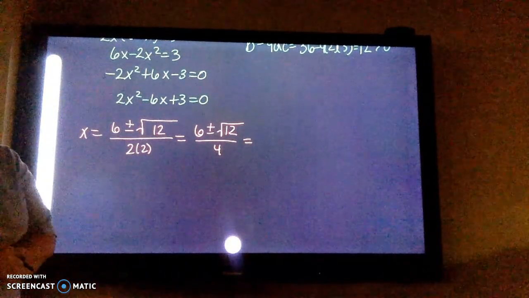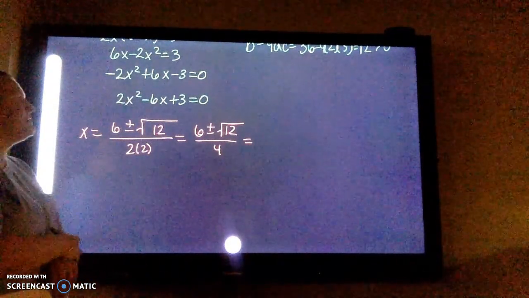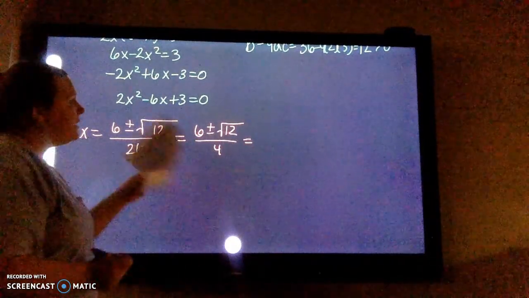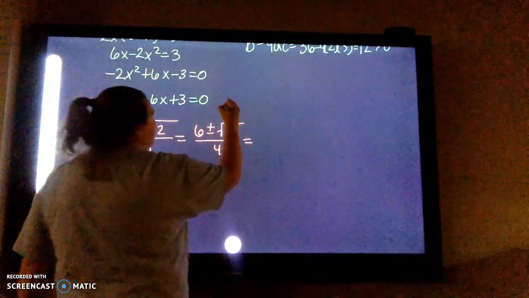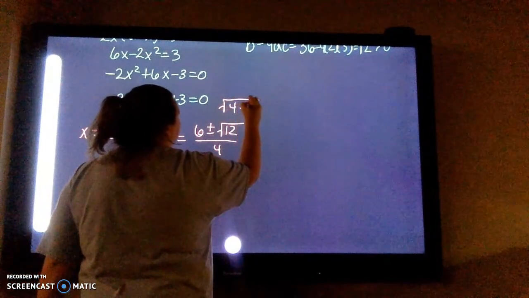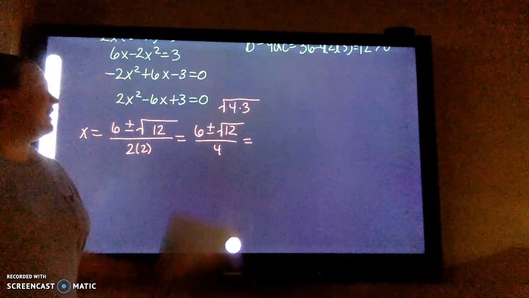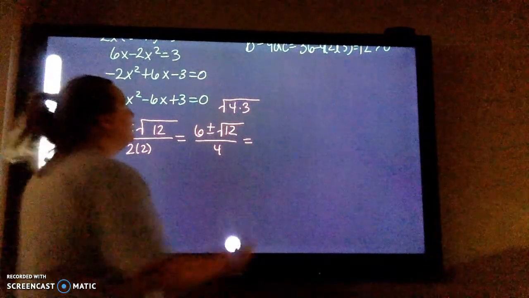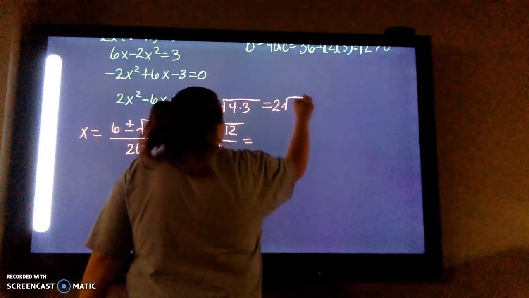I can reduce the square root of 12. I don't want to write it as a decimal because that's not an exact value, but I can pull out a perfect square because I recognize that the square root of 12 is the same as the square root of 4 times 3, and I know the square root of 4 is 2. So this becomes 2 times the square root of 3.